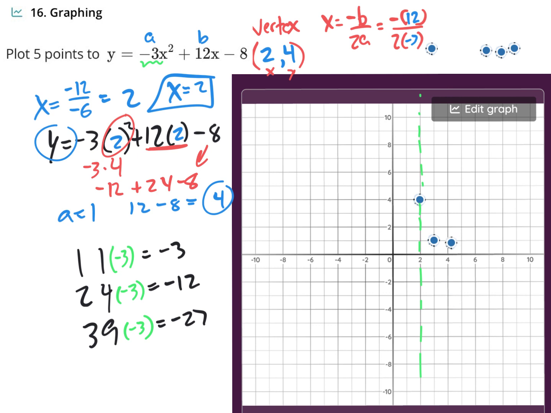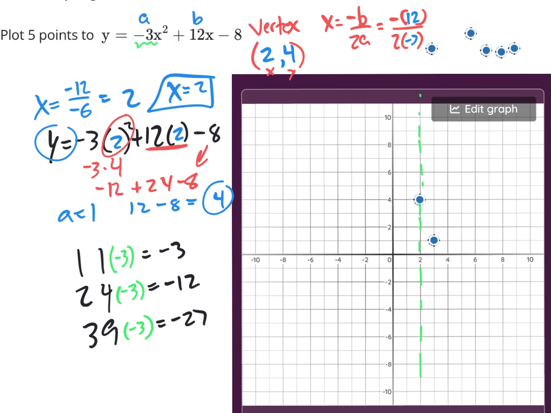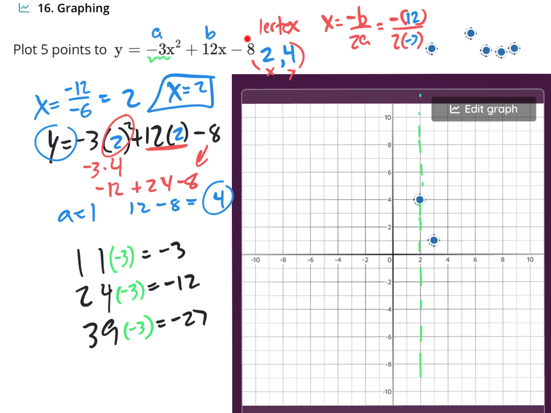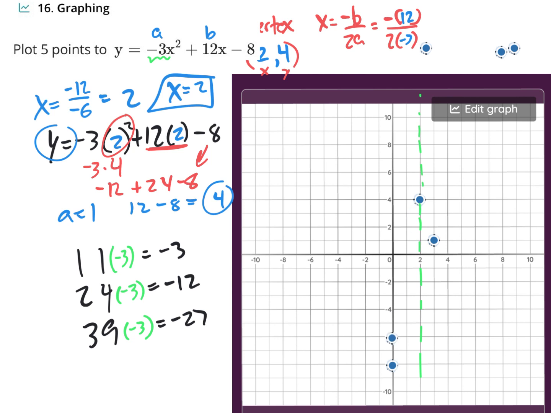Or here's another idea. Maybe instead of that, we could find the y-intercept of this parabola by setting x equal to 0, and your y-intercept will be the location 0, negative 8. So you could do it that way as well. 0, negative 8 right there, okay? Which means that it would be over on the other side also. 1, 2, 1, 2 right there.